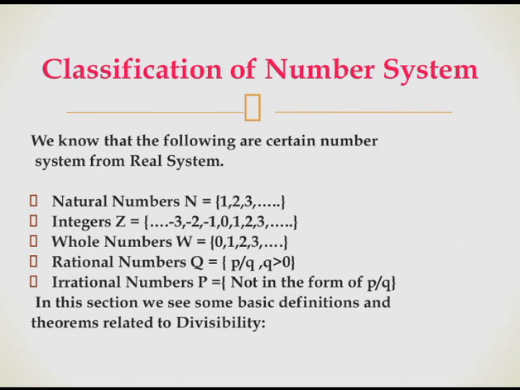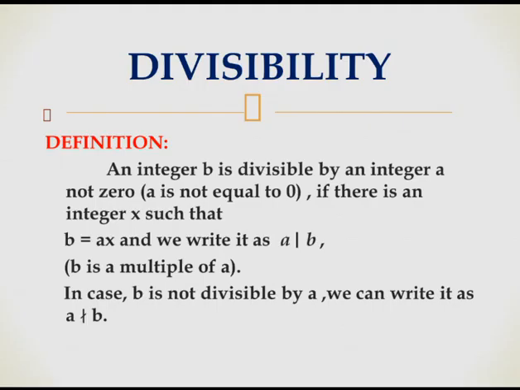In this section, we see some basic definitions and theorems related to divisibility. The first one is divisibility. An integer b is divisible by an integer a not 0, that is, a is not equal to 0, if there is an integer x such that b is equal to ax, and we write it as a divides b, or b is a multiple of a. In case b is not divisible by a, we write it as a does not divide b.